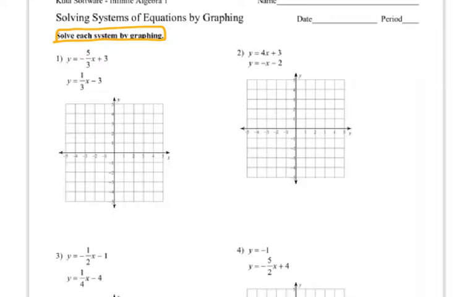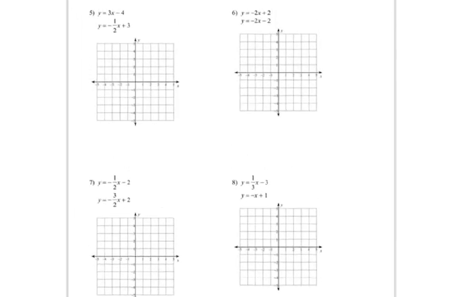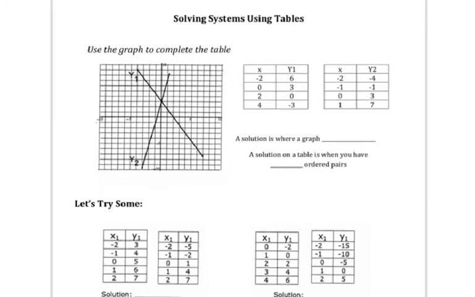So go ahead and take a couple minutes and work through graphing these. Your solution is the ordered pair where the 2 lines intersect, where the 2 lines cross. Okay, so go ahead and try numbers 1 through 8. All of them are in slope-intercept form, which means they're ready to graph. Okay, so once you're ready, let's take a look at the last piece here. So easy.